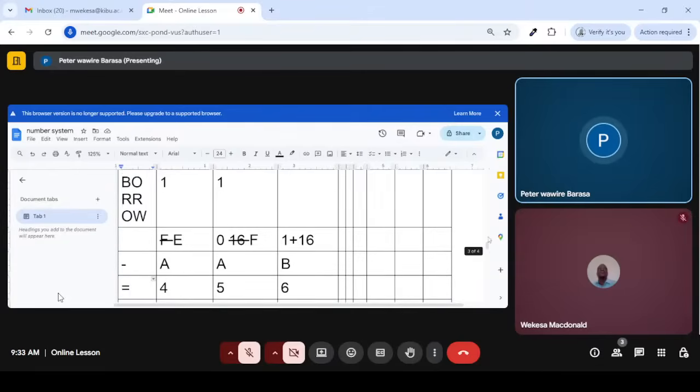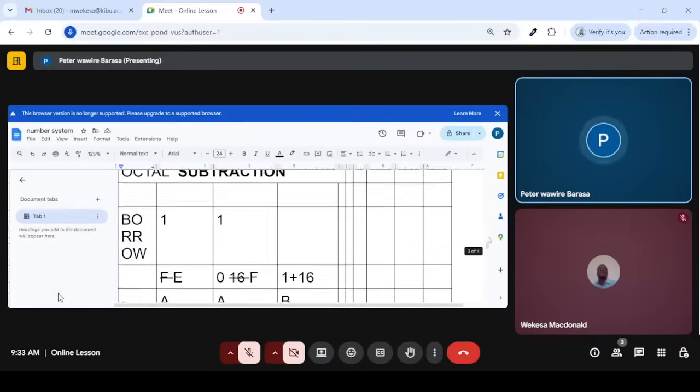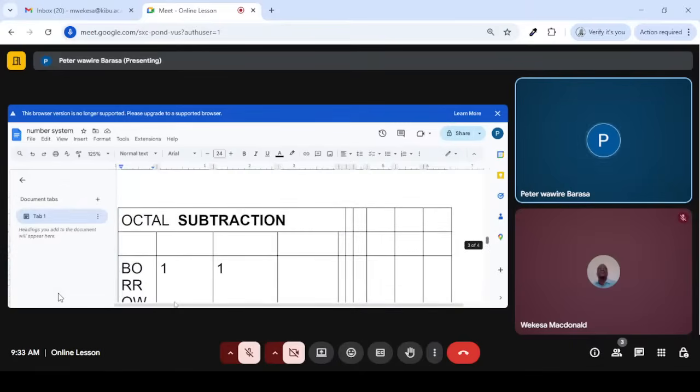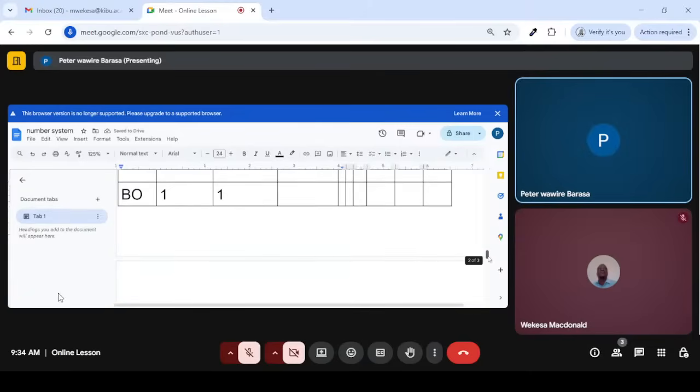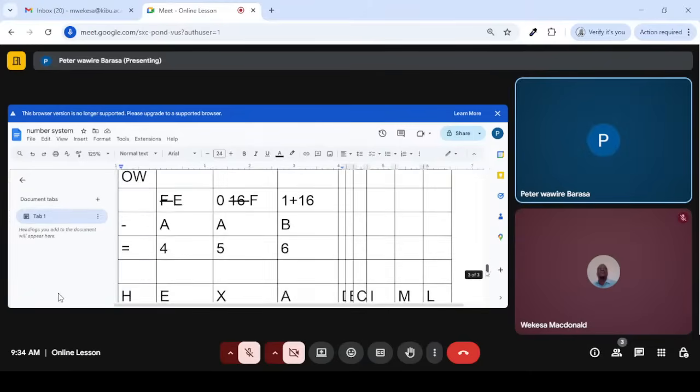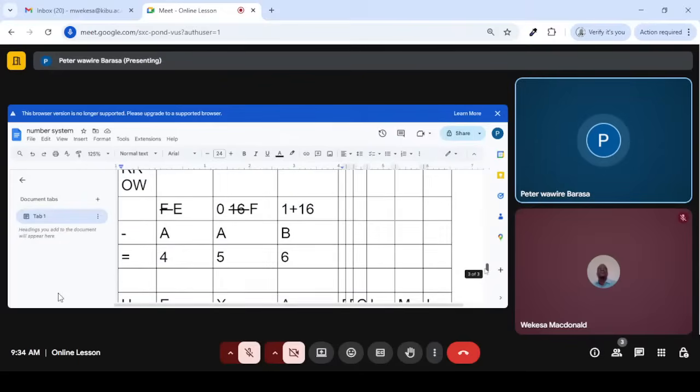So that's what we call hexadecimal subtraction. This is hexadecimal. Now that is base 16. That is what we have been dealing with here. So the answer will be that.